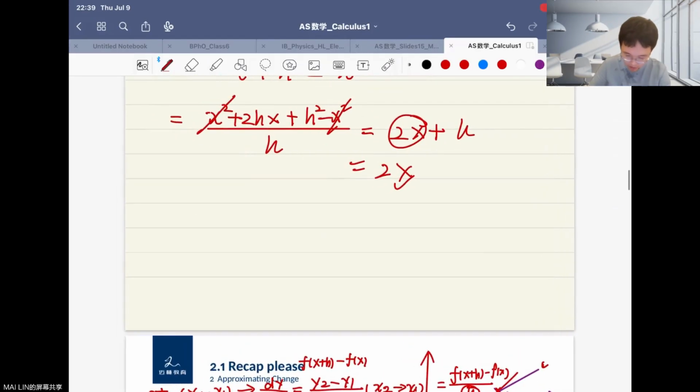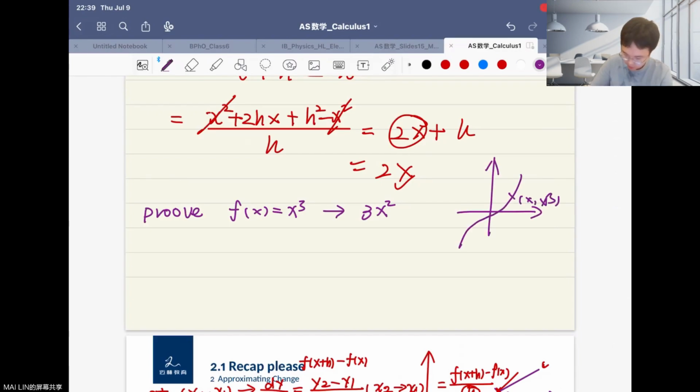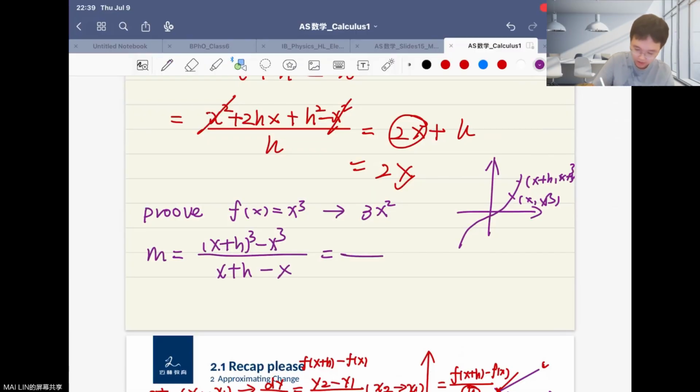Let's move into another proof. If f(x) equals x cubed, you want to find that the differentiation equals 3x squared, and you can also prove that. We have two points: the first is x, x cubed, and the second is x plus h, x plus h cubed. When the two points come closer to each other, the line between them is very close to the tangent at x. So the gradient m equals x plus h cubed minus x cubed over x plus h minus x.